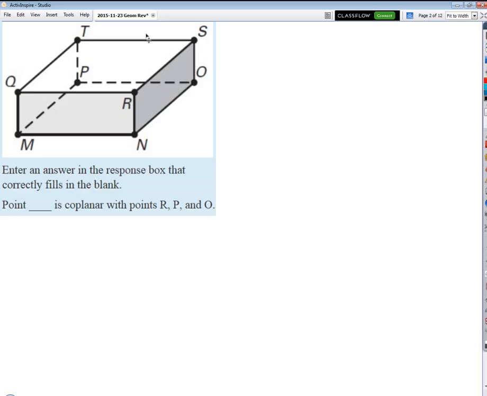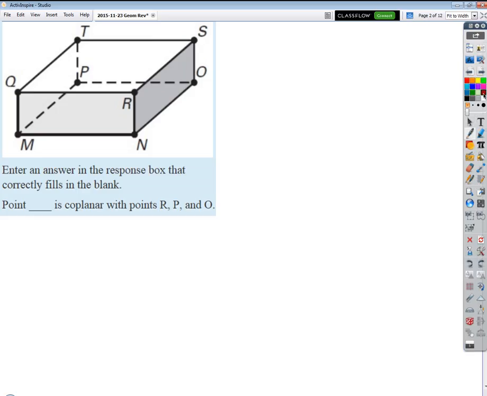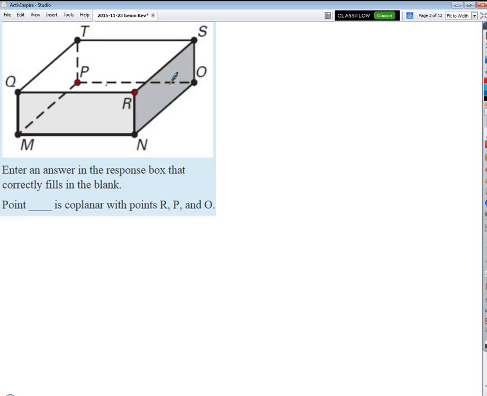Any 3 points define a plane, so if I'm given these 3 points, points R, P, and O, there is only one possible plane that's going to go through those 3 non-collinear points, right? That plane is going to contain an infinite number of points, but only one of them is going to be a vertex on this shape. Which one is it going to be? Q. Yeah, it's going to be Q, isn't it? It's the plane that cuts down diagonally from the front top to the back bottom, right? So the answer is Q.